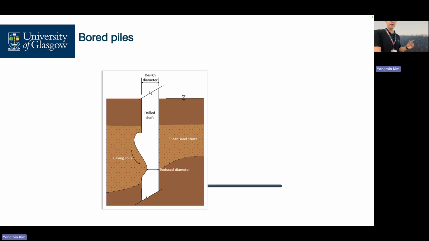But we have a certain issue in the bored pile. Drill a hole, and then put our cage and pour in concrete. In the meantime, sometimes the weak soils collapse. Wow, our initial pile diameter is 1 meter. After collapse, only 0.2. Very dangerous situations. The stress concentrations will be expected.